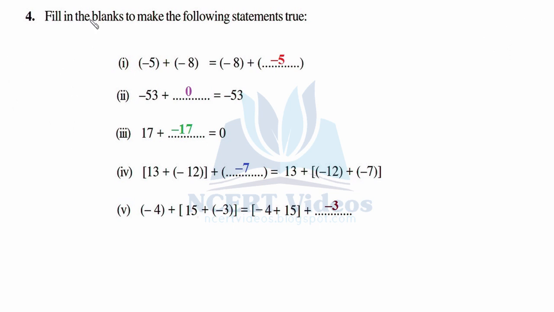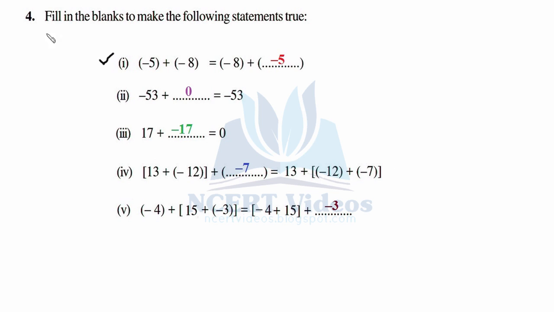Fourth, fill in the blanks to make the following statements true. So the first part is, as you can see here, these numbers are just commuting. So we will use the commutative property, because integers are commutative over addition. Therefore, we will just use -5 because they are reversing. So here we are actually not calculating, we are using properties. This has to be kept in mind.